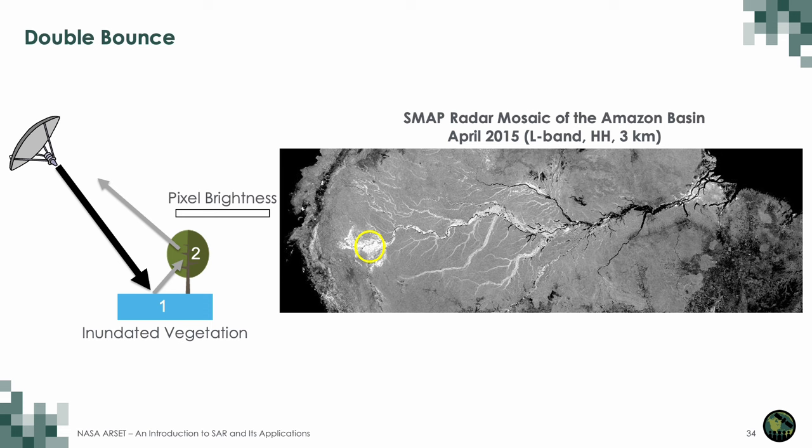And double bounce also occurs in urban areas, where streets are smooth surfaces reflecting the signal away from the radar, and then the buildings reflect the signal back toward the satellite. And so urban areas also appear very bright.